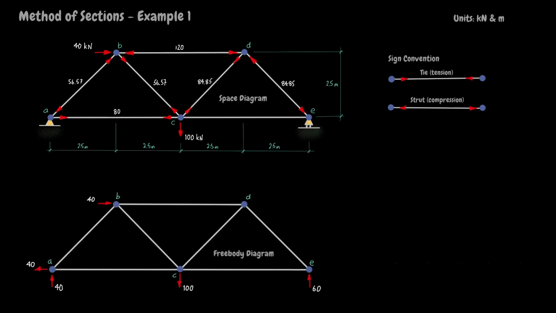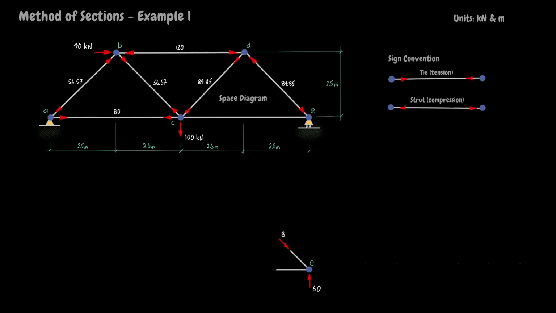Now, inspection of the free body diagram for the whole structure shows that a section cutting members CE and DE will yield the remaining unknown force FCE. Note this section effectively applies the method of joints to joint E. Draw the free body diagram for joint E, then apply the equation of horizontal equilibrium to show that FCE is plus 60 kilonewtons. Record the results on the space diagram and erase the workings.